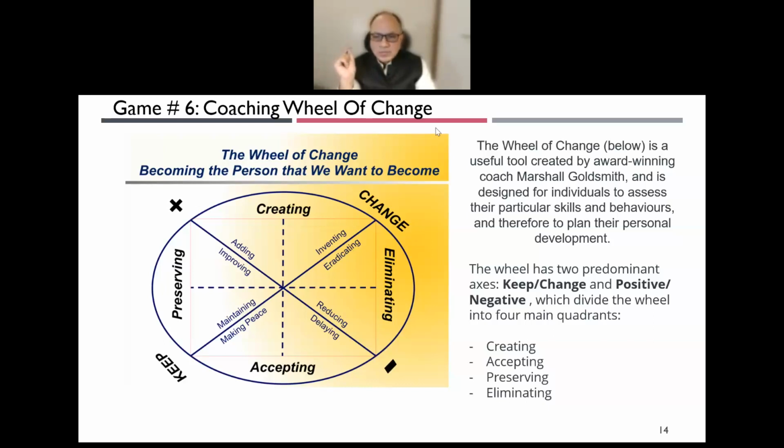So I will say that eradicating may not be possible, but I'll at least try to reduce it. So I'll put it in the eliminating quadrant. There are 4 quadrants: habit which I want to change, habit which I want to eliminate, habit which I will continue to accept, and habit I will preserve.